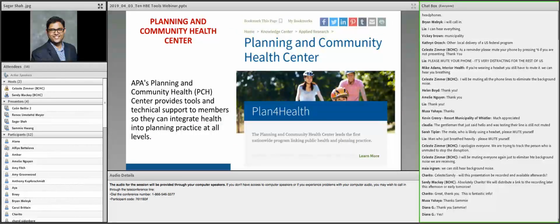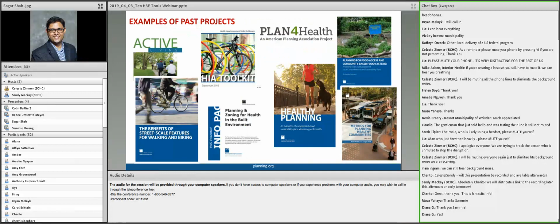In planning and community health, we provide tools and technical support to members to integrate health into their planning practice. Here are some examples of the projects that we have worked on. As you can see, there are a range of projects. We work on food access, we have worked on health in comprehensive plans, health impact assessment toolkits, planning and zoning, etc. Traditionally, we have focused on 3 areas, I would say: access to healthy and nutritious food, healthy active living, and health in all policies approach.